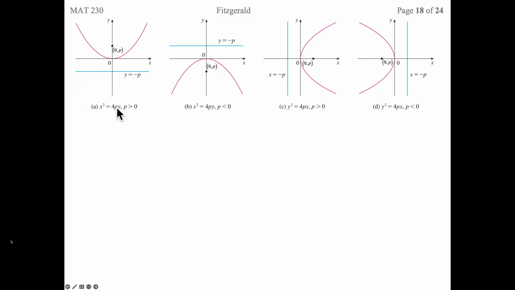X squared equals 4py, x squared equals 4py. These are vertical axes of symmetry. The y-axis cuts them in half. They open up or they open down, just like the vertical axis of symmetry. All right, if my p-value is positive, that means this is positive, I open up. If my p is negative or my 4p is negative, I open down.